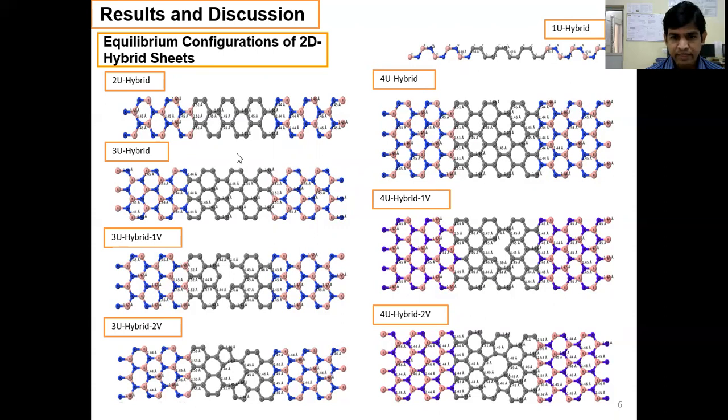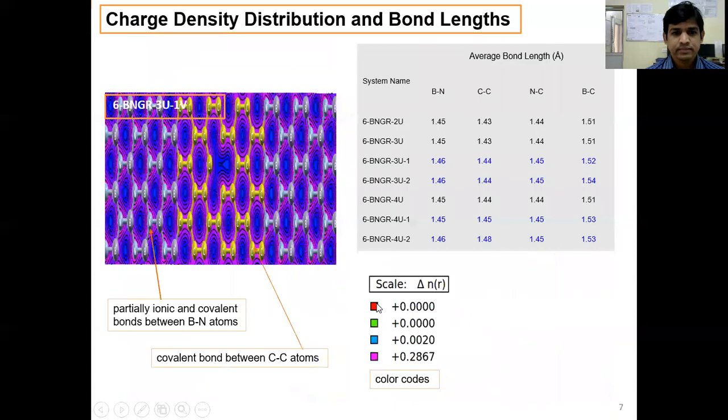So these are the hybrid 2D atomic layers. Talking about how the density is distributed between the atoms, between the carbon atoms we can see a dumbbell shape, and the charge is distributed. So in other words, distortion can be seen like a dumbbell shape, hence it represents the covalent bond between these atoms. Talking about the charge distribution between boron and nitrogen, we can see concentric circles around the nitrogen, but these are a little bit deformed.